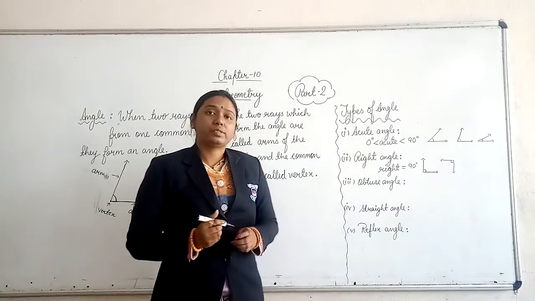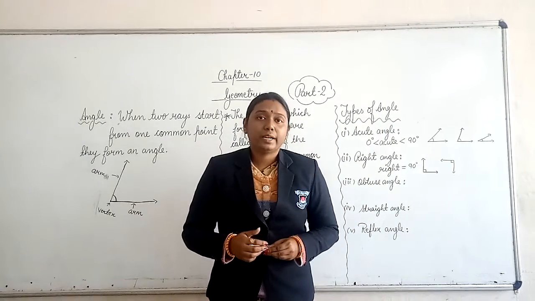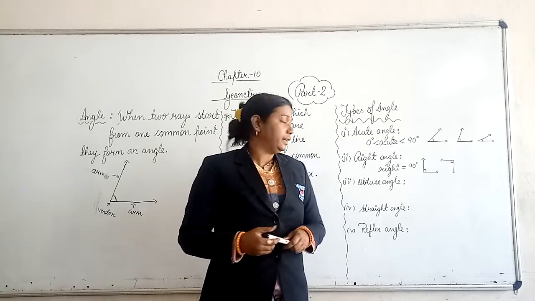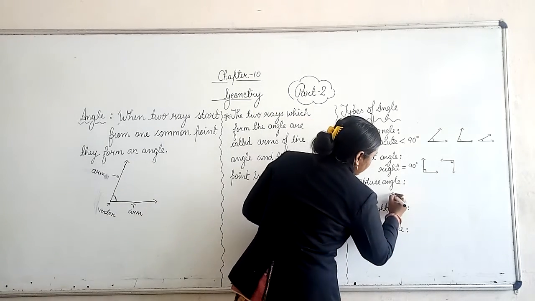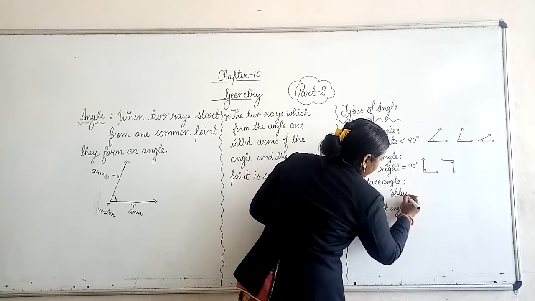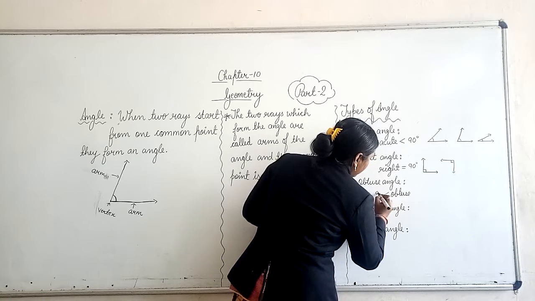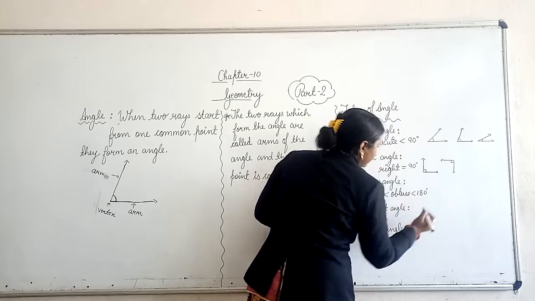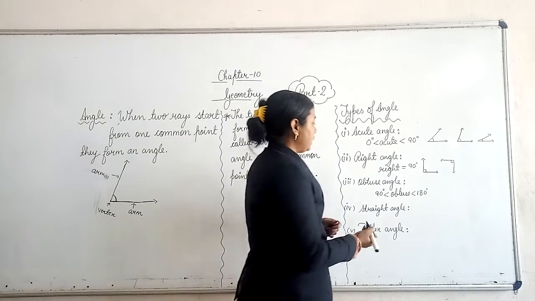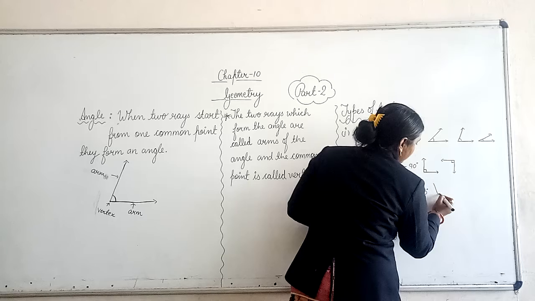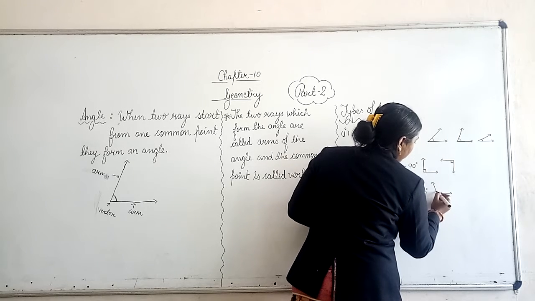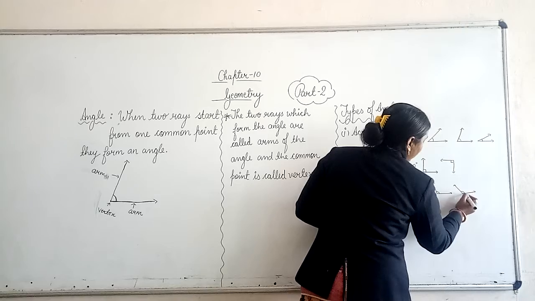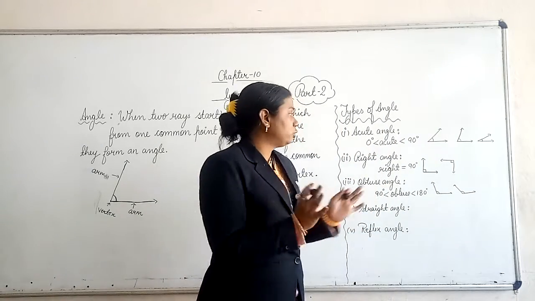Now what is an obtuse angle? An obtuse angle is greater than 90 degree, but less than 180 degree. How does an obtuse angle look? It will look like this. These two rays will go apart from each other, a little farther away.